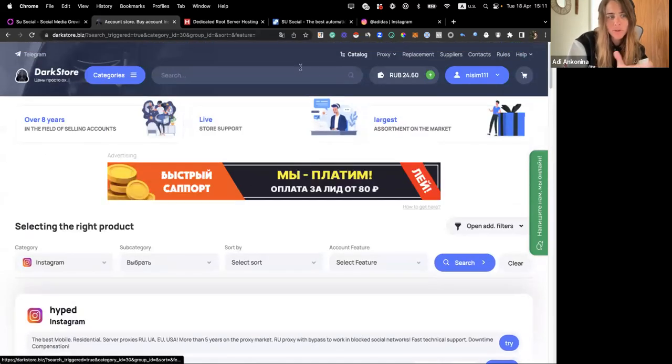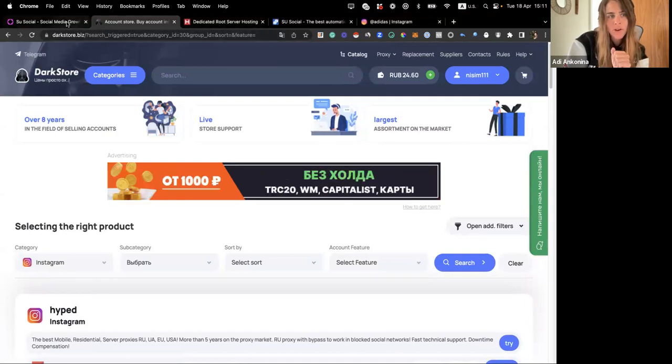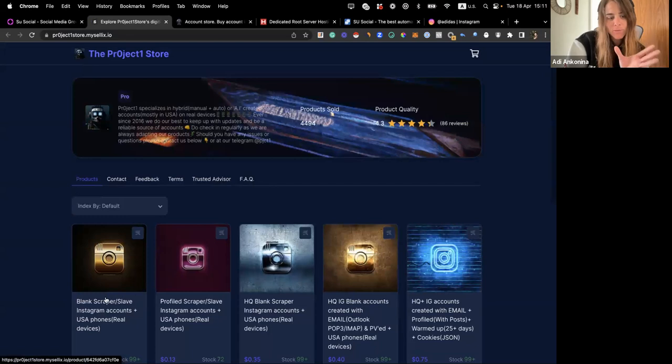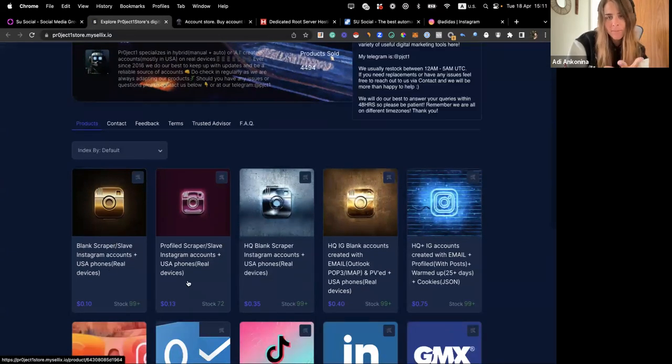So let's say you don't have crypto, no worries, it's okay. You have another solution. It's called Project One. You can also get it from 10 cents. You don't need scrapers with emails and stuff like that, which cost you more. It's only to do the dirty work, as Tal mentioned. So just get this one.